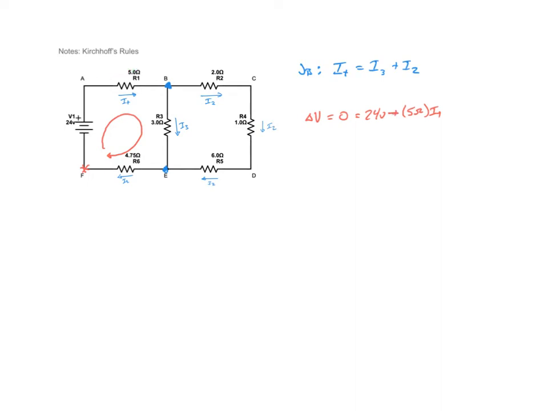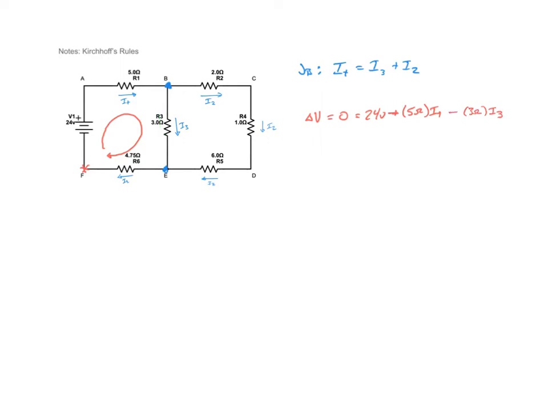So at this point, the next element I come to is R3. And again, I'm going with the current through a resistor, so I can do the same thing I did with the first resistor. The voltage across resistor 3 is 3 ohms times I3. And again, this is a drop in voltage, so it's negative.